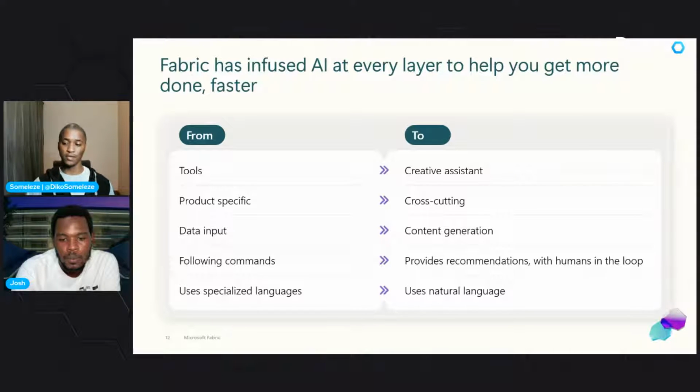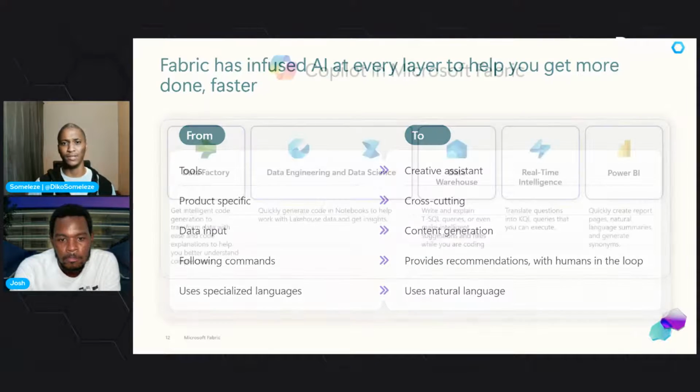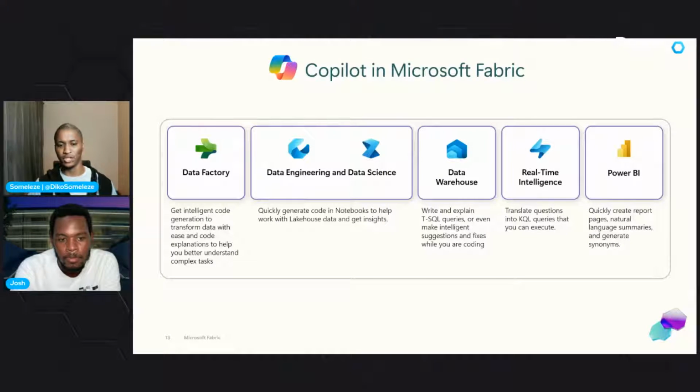But most importantly, with Copilot, you're always in control. You decide what to keep, modify, or discard. That's the reason why this is called Copilot and not Autopilot. You are still in control when you're using Copilot within Microsoft Fabric and within other products that actually have Copilot enabled. Right, so Copilot in Microsoft Fabric, how does it look like?